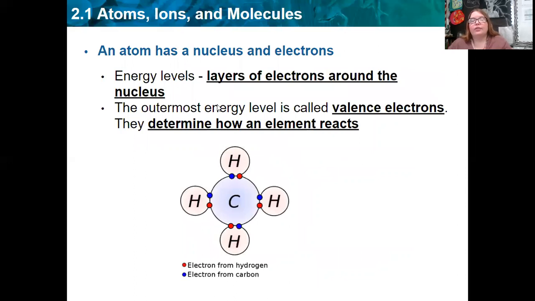So energy levels are just layers of electrons around the nucleus. The ones on the outside are going to be the most important, because those are valence electrons. Valence electrons determine how an element reacts. So if you want to know if a chemical reaction will occur, you have to look at the valence electrons. Whenever I try to bind two things together, that happens with the valence electrons.